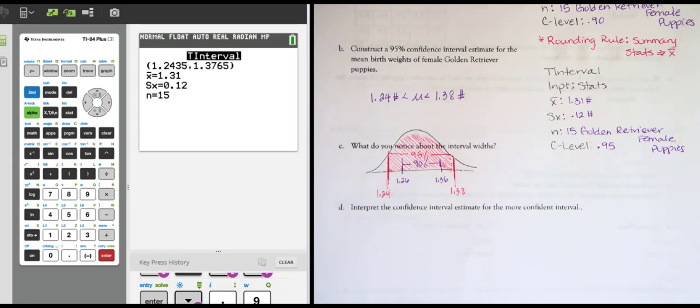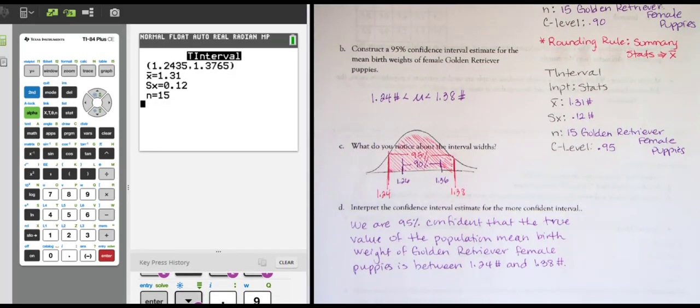Because of this, we want to be able to then use this information to interpret the confidence interval estimate that more confidently expresses our information. So in this case, because the 95% confidence interval gives us a wider range of values, that's the one that we're going to use. We are 95% confident that the true value of the population mean birth weight of Golden Retriever female puppies is between 1.24 and 1.38 pounds. Remember that it's really important that you specify the breed of the animal as well as the sex of the animal.